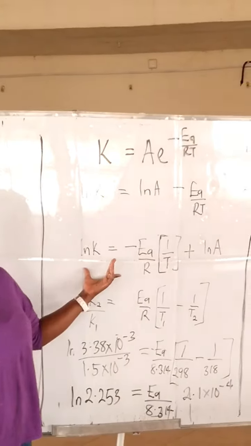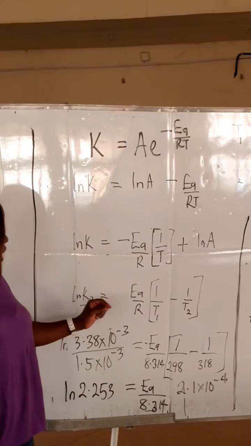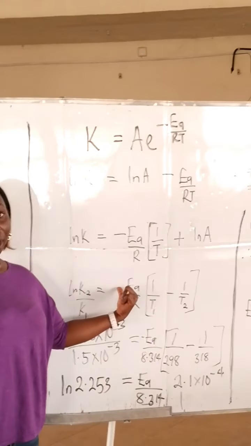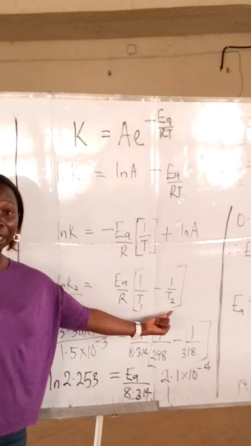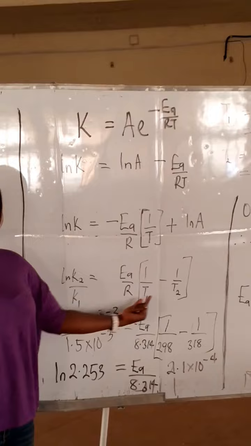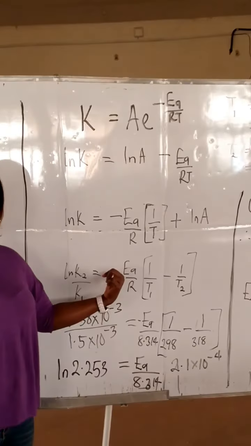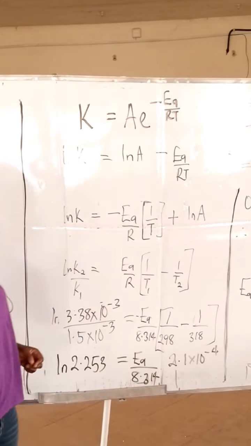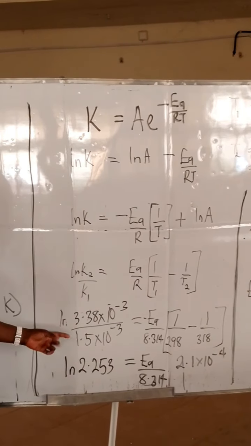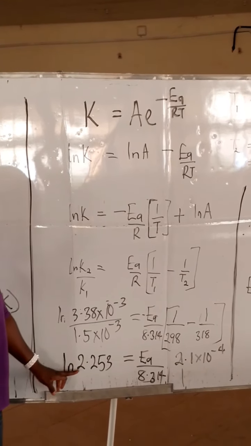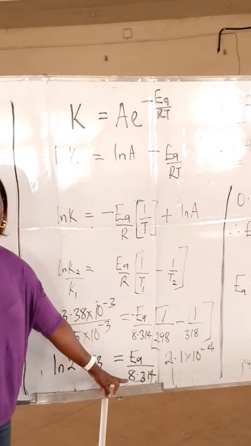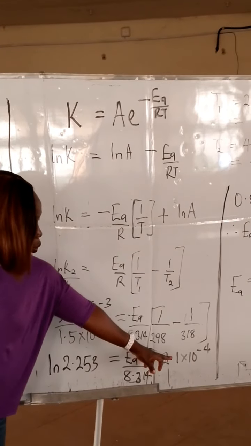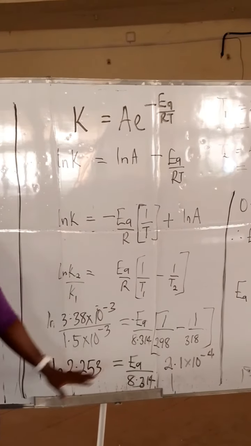So from the question, we were able to deduce the formula. And remember that I said the minus sign here can only be there if your T2 is subtracting your T1. But since your T1 is subtracting your T2, there is no minus sign there. So, when you have computed the value, you will have ln 2.253 is equal to EA over 8.314 times 2.1 times 10 raised to the power minus 4.